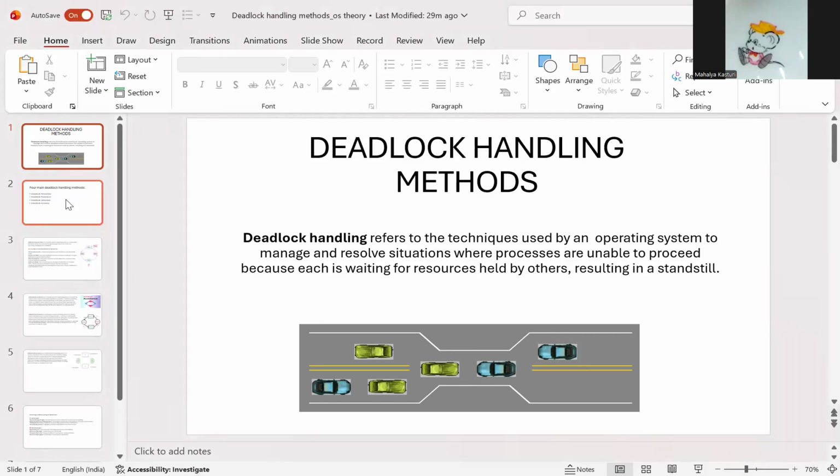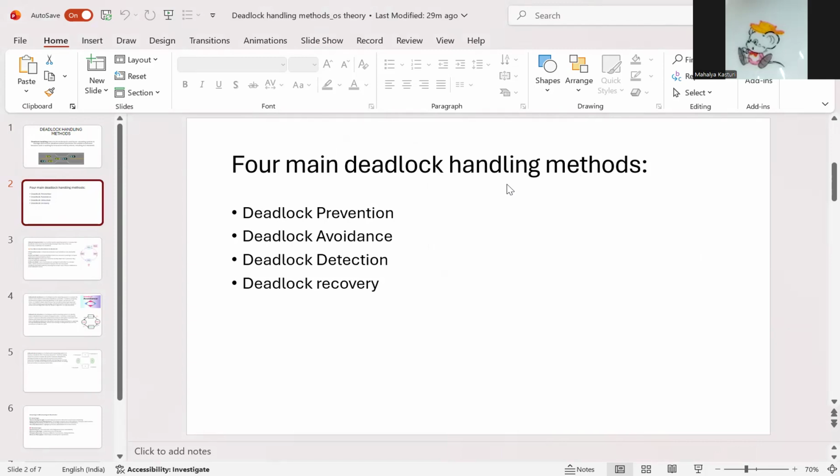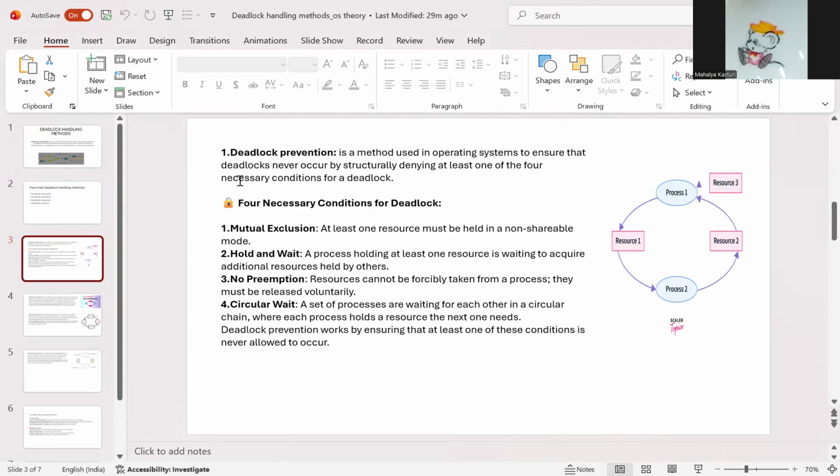Then coming to the second slide, the four main deadlock handling methods. The first is deadlock prevention, then deadlock avoidance, deadlock detection, and deadlock recovery. Coming to the next slide, we will talk about deadlock prevention. This method stops deadlock from ever happening by avoiding one of the four conditions needed for a deadlock. Here we can see mutual exclusion, hold and wait, no preemption, and circular wait.